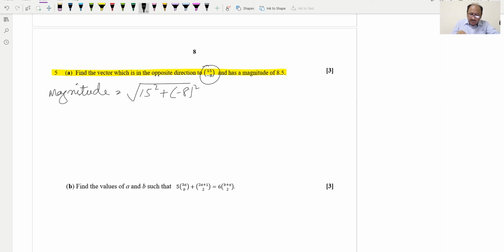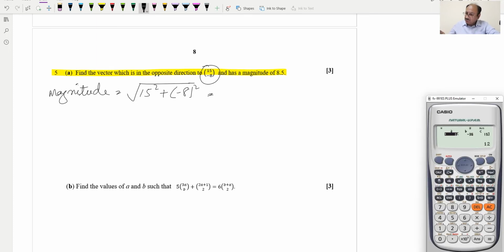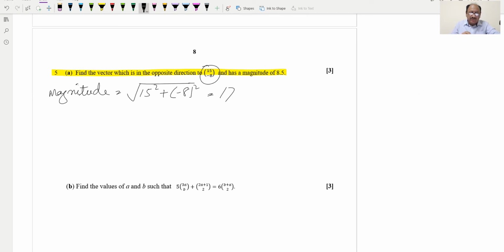And now we can find this. This one is basically equal to, if we solve this, square root of 15 square plus minus 8 square. This is equal to 17. So magnitude is 17, but we require 8.5. So we have to divide this by 2 to get 8.5.